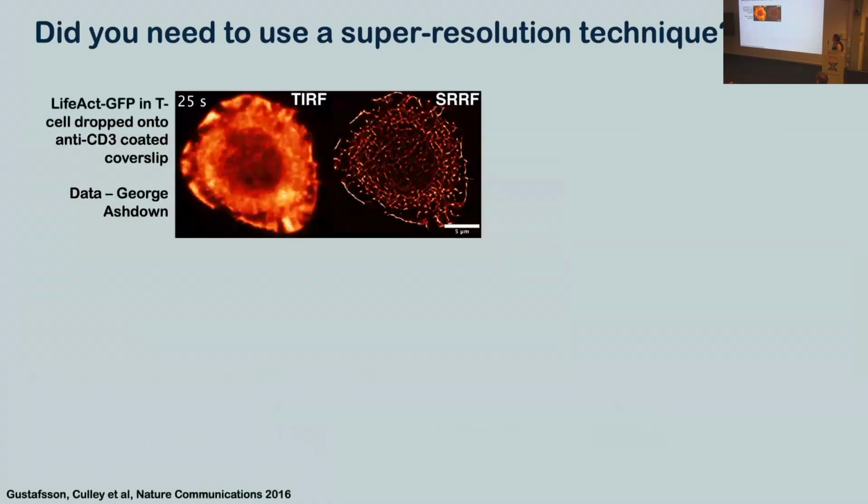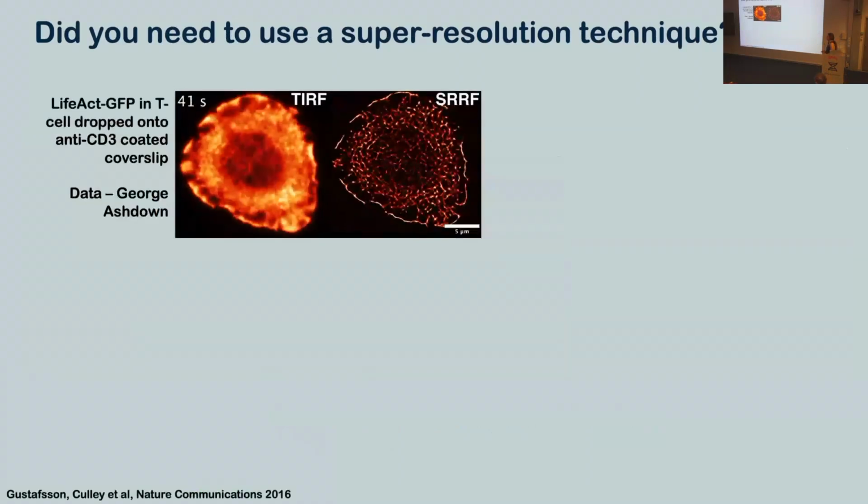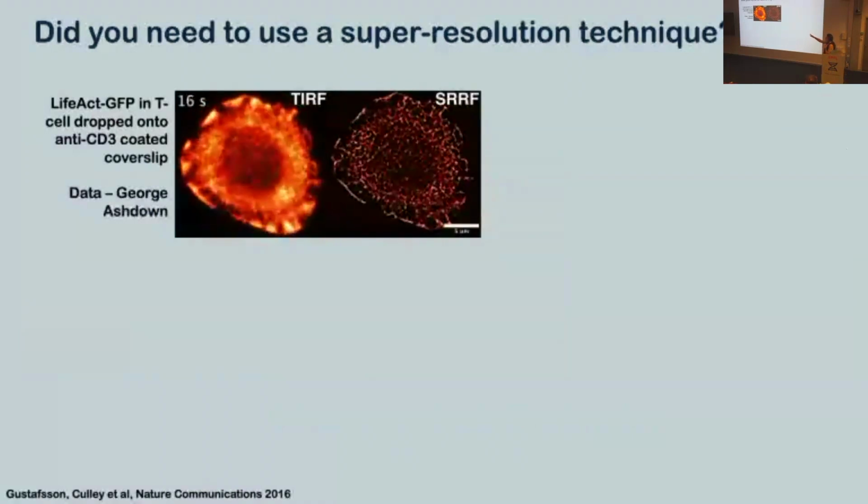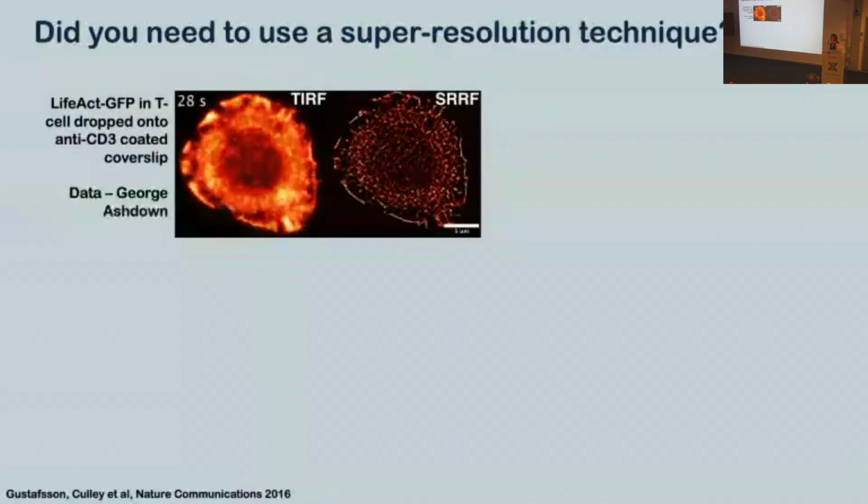Okay, so here's some data from that SURF paper that I showed you earlier. This is a T cell that's been dropped onto an antibody-coated coverslip, actin is labeled. We've got TIRF imaging on the left, where you can see stuff is happening, and the SURF processed data on the right, where you can see the same data, but processed. There's a lot more contrast, there's more resolution. One of the things we wanted to quantify in this data was what direction the actin is flowing in. So what's happening? Is there a direction to where the actin is going?